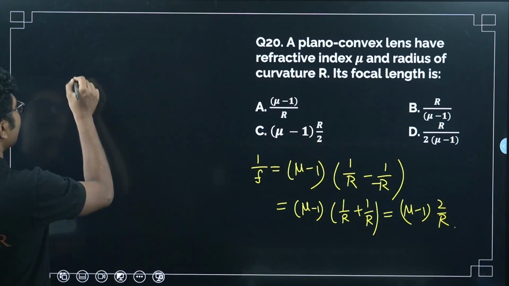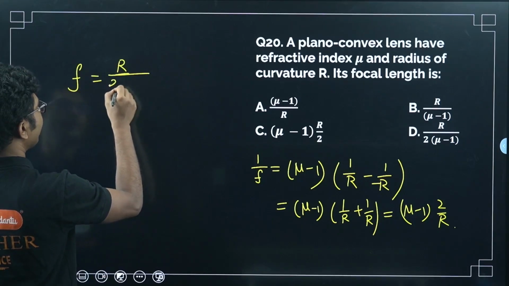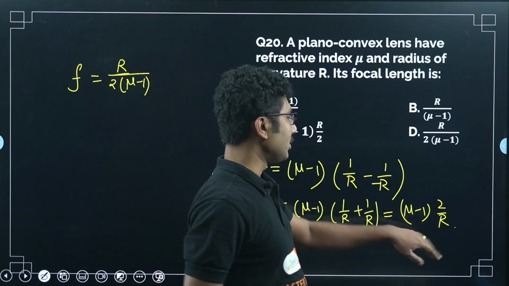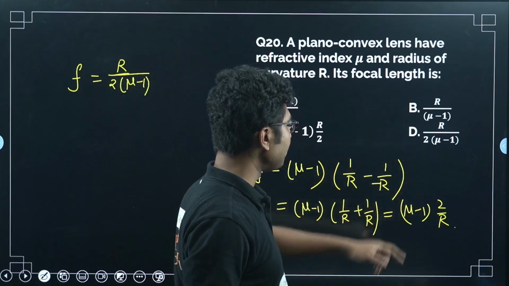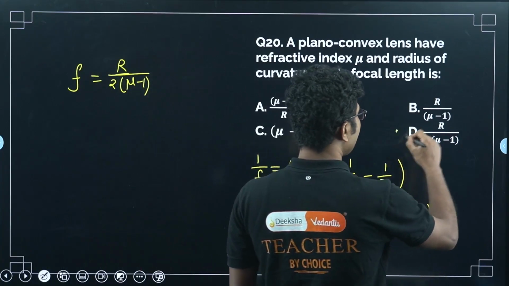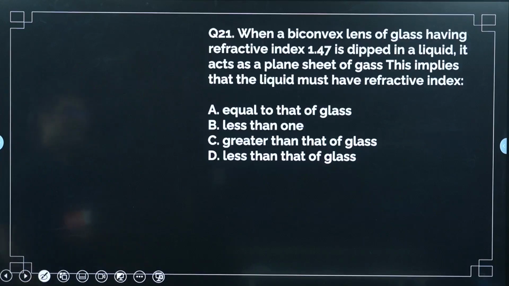So what is f? f should be r by 2 (mu minus 1). So r will be on the upside, 2 times (mu minus 1) will be in the denominator. So r by 2 times (mu minus 1). Option D is the correct answer. Okay, tricky question but easy.